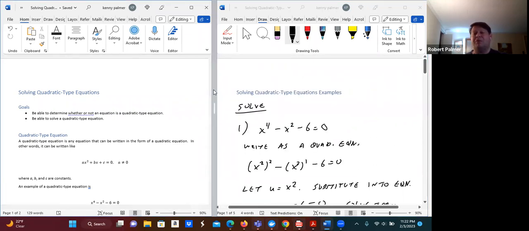Once again, not everything can be put in this way. If this had been x cubed or x to the fifth, something like that, if this power wasn't twice that one, we couldn't do that. So that's how you solve quadratic type equations.